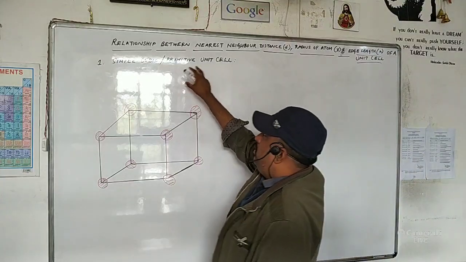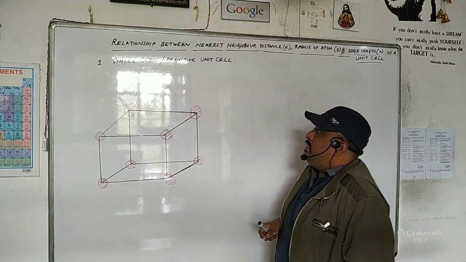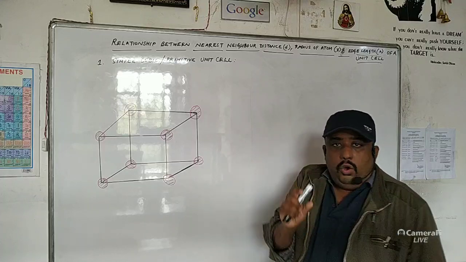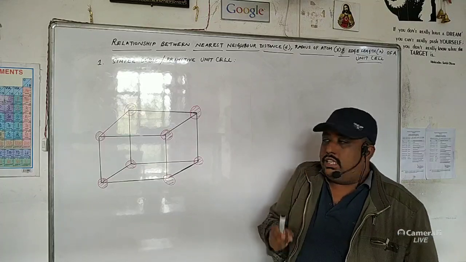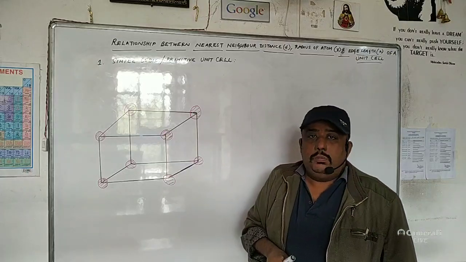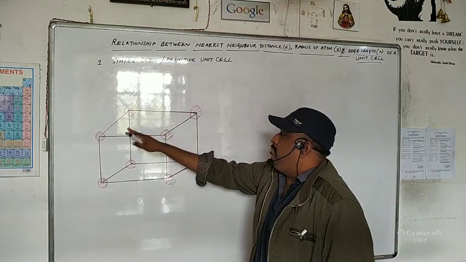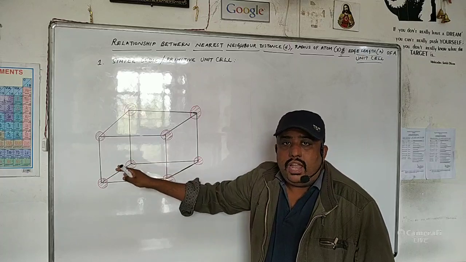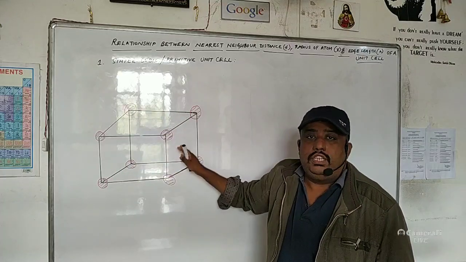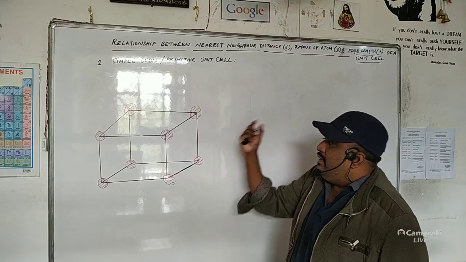So I have already drawn the figure on the board for a simple cubic or primitive unit cell. The figure looks like this. We all know that in a simple cubic unit cell there are atoms placed at the 8 corners of the cube. So we have here 8 lattice points. I have placed atoms at the 8 corners of the cube. Now, what is the nearest neighbor?